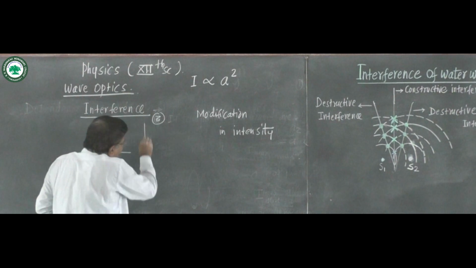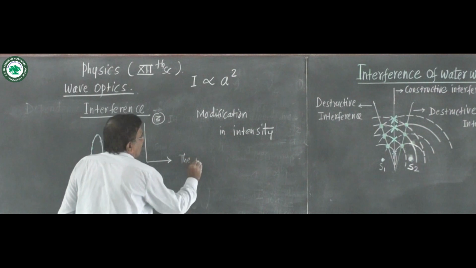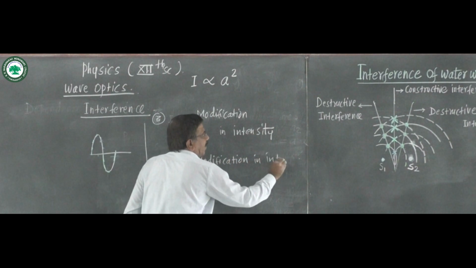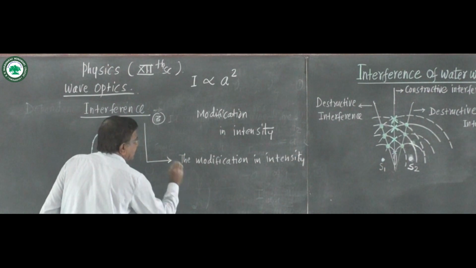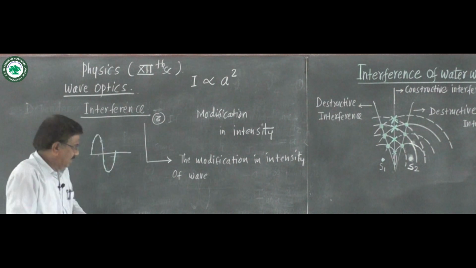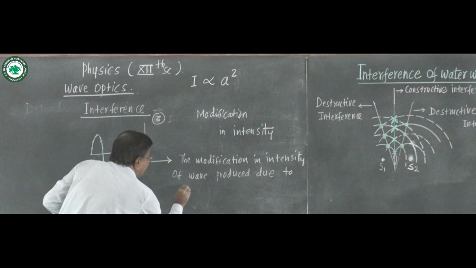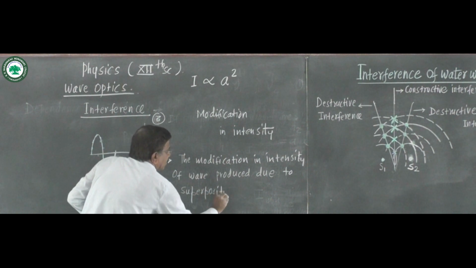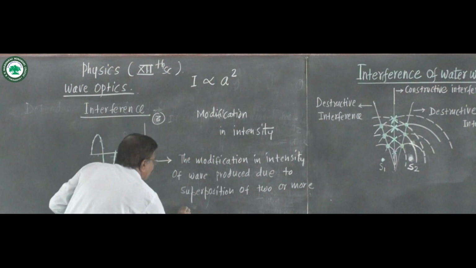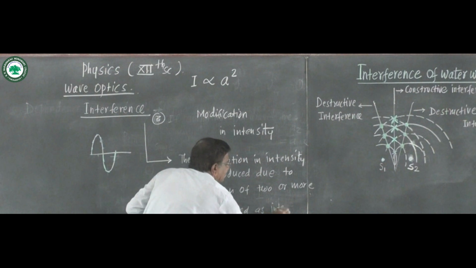Hence, our definition of interference is the modification in intensity of wave. The modification, that is the change in intensity. Modification in intensity of wave produced due to superposition of two or more waves is called as interference. It's called as interference of the waves.